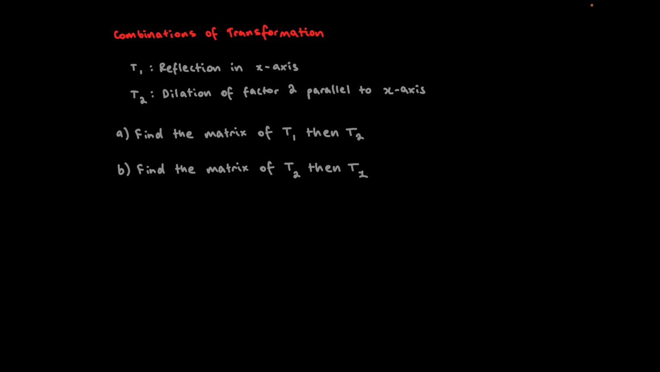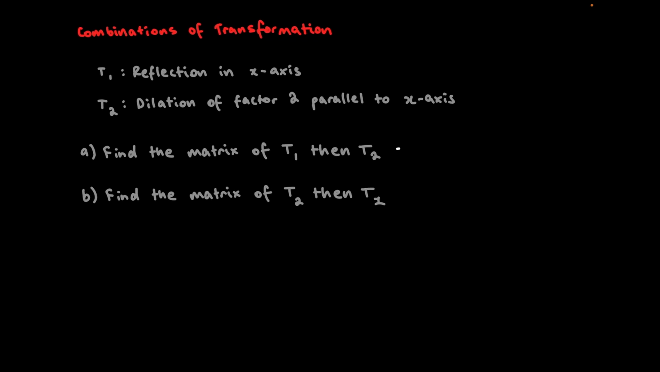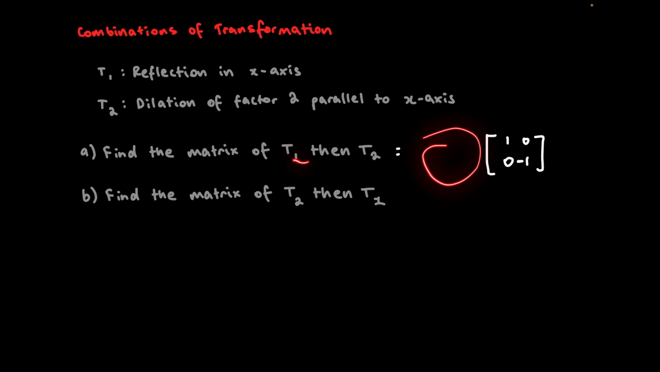Let's work out what the matrices are. A reflection in the x-axis. Let's draw our identity. A reflection in the x-axis pretty much means that all the y values turn negative, so this number here must become negative. So we're doing T2 then T1 in our equation, but it's T1 then T2 in the actual transformation.